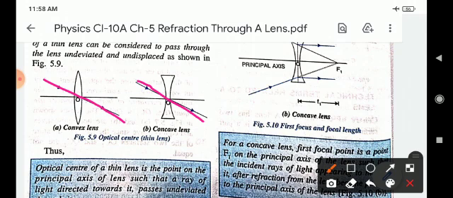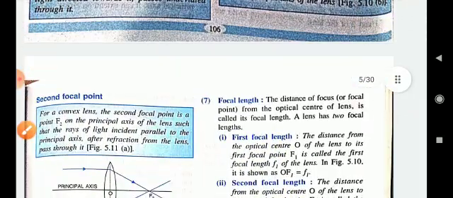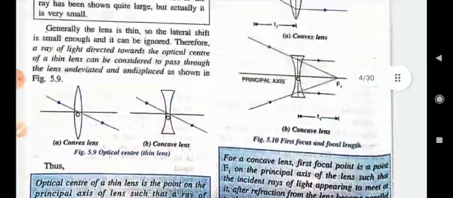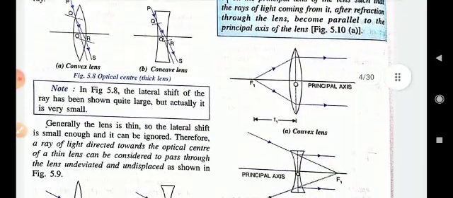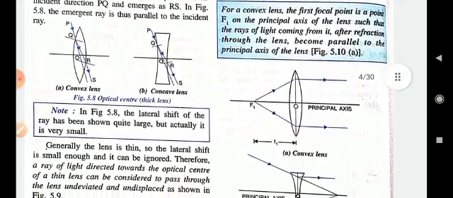This is for the concave lens and the convex lens. If any ray passes through the optical center, then this ray will be undeviated or undisplaced. Okay, children? Now I will consider this part, that is the first focal point.